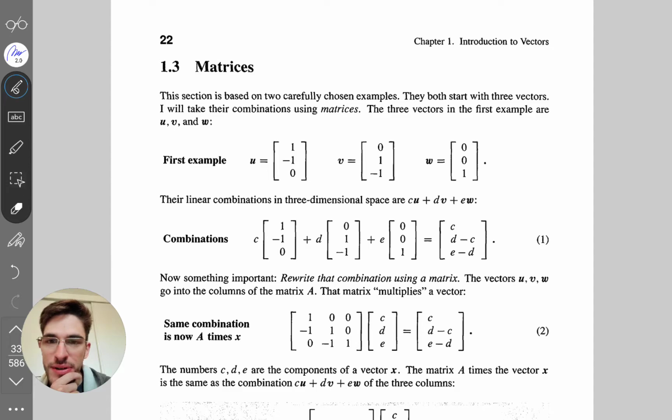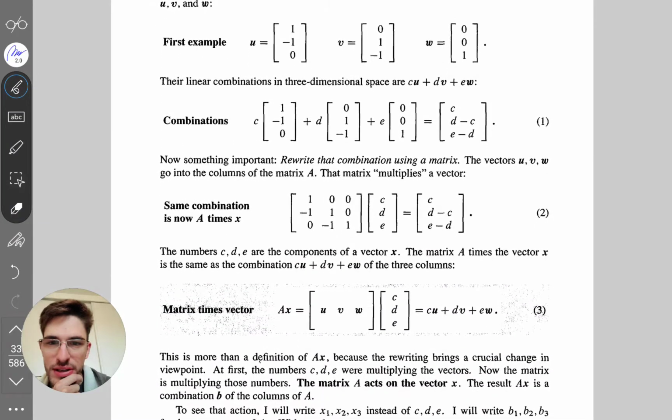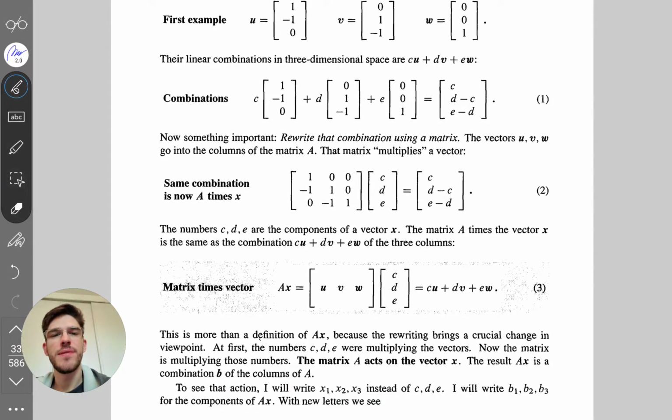Okay, so the way to do matrices is that they take vectors and they combine the vectors into a matrix. That's one way of saying it. And then the other way is that they sort of say, oh, here's a way to write a linear combination as a shorthand, or here's a way to describe all the linear combinations of those three things.